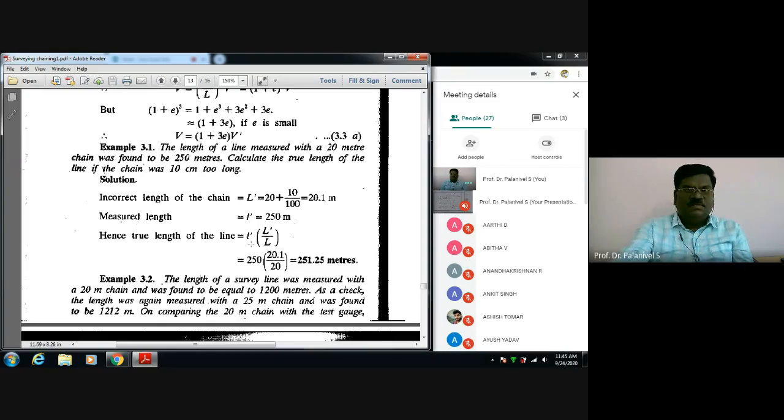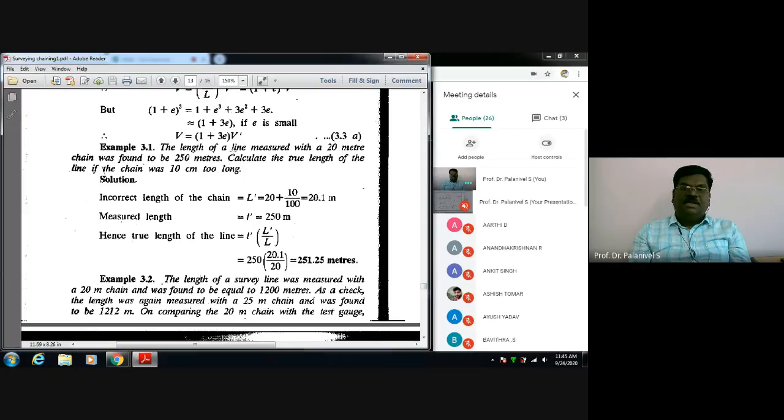Right. So the length of your line measured with the 20-meter chain was found to be 250 meters. Calculate the true length of the line if the chain was 10 centimeters too long. Actually, using a chain, length is measured. It is found to be 250 meters.